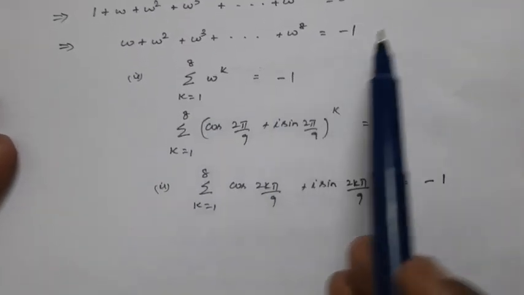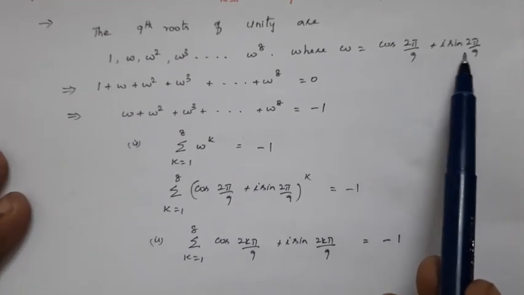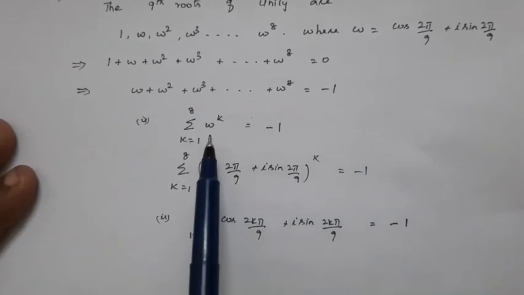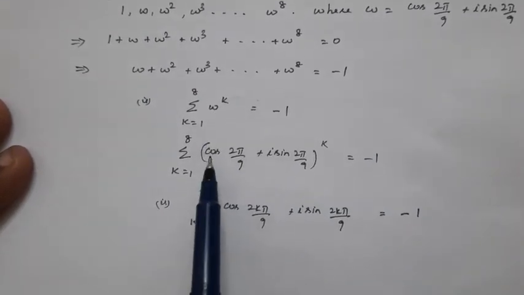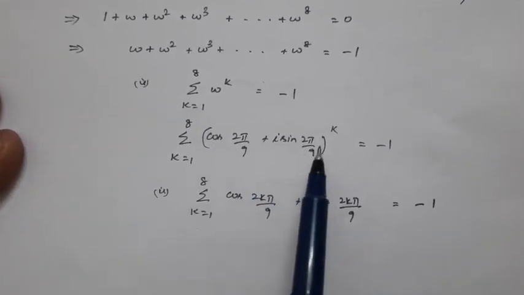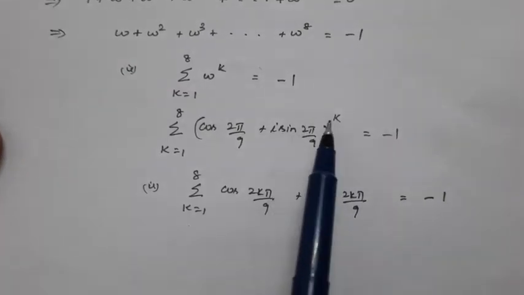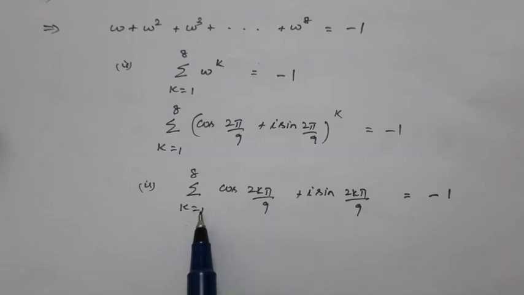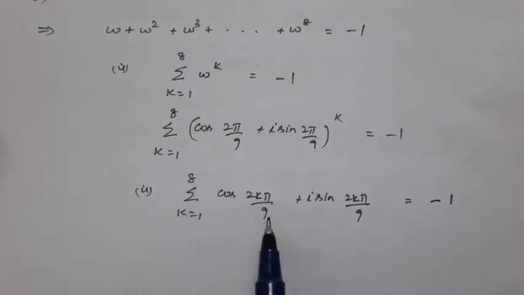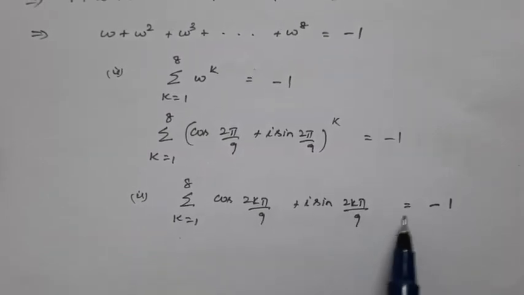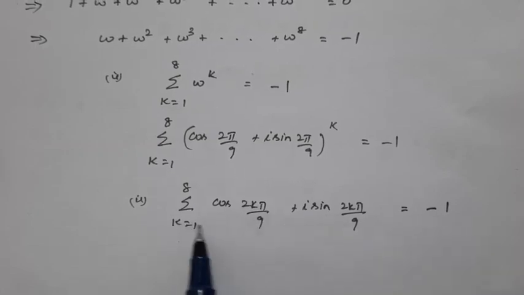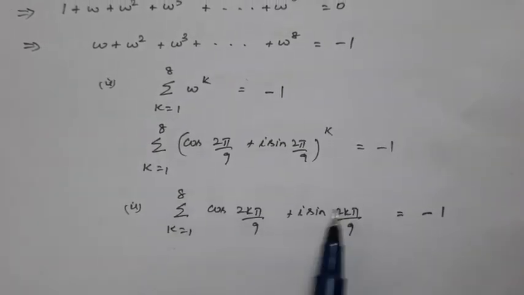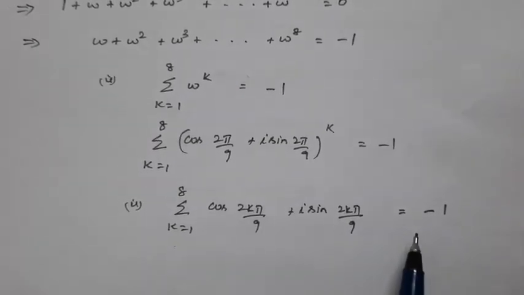Now what is omega? Cos 2 pi by 9 plus i sin 2 pi by 9. So let us replace omega by cos 2 pi by 9 plus i sin 2 pi by 9 the whole power k. Now applying de Moivre's theorem, k is to be multiplied. So this is sigma k equal to 1 to 8 of cos 2k pi by 9 plus i sin 2k pi by 9, which is equal to minus 1. This is the value required, and it is equal to minus 1.